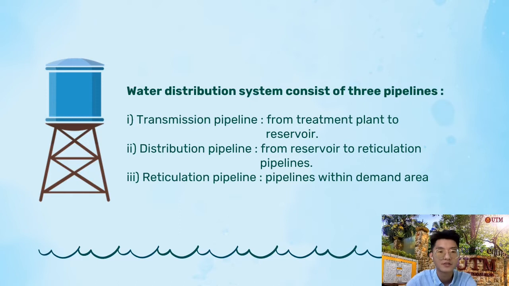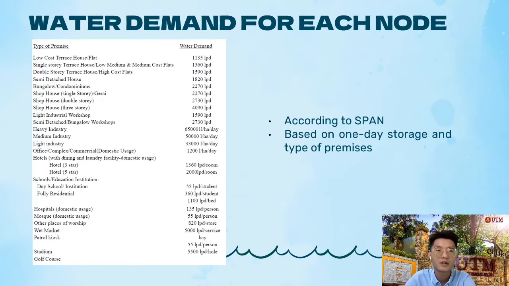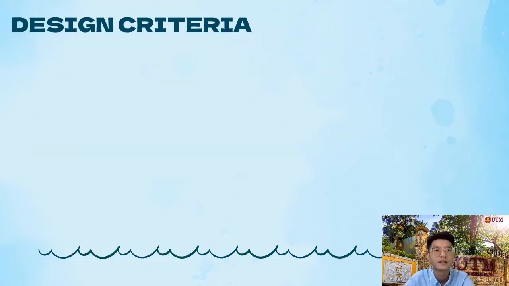There are the transmission pipeline, the distribution pipeline, and also the reticulation pipeline. And now we are going to determine the water demand for each node. It is basically according to SPAN and based on 1 day storage and types of premises. There are three types of design criteria that we need to follow.